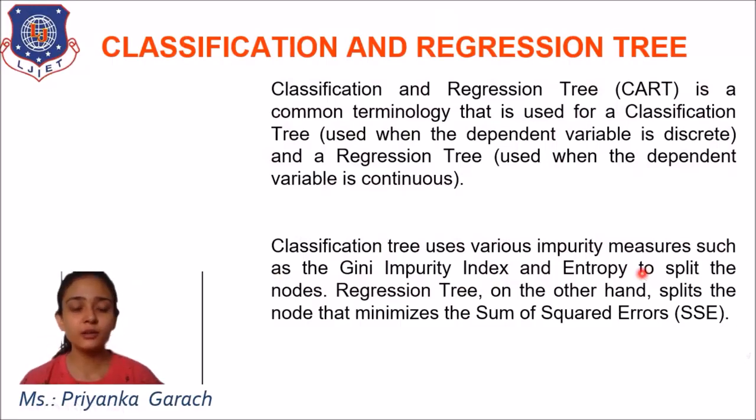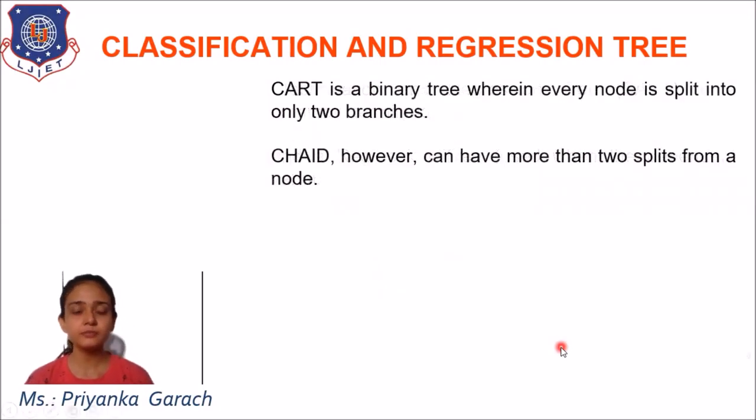It is a very important question for the MCQ: which splitting measure is used for the CHAID tree? The answer is the chi-square test, based on statistics, for splitting the nodes. And which measure is used for the CART for splitting the nodes? The answer is the Gini impurity index and the entropy.